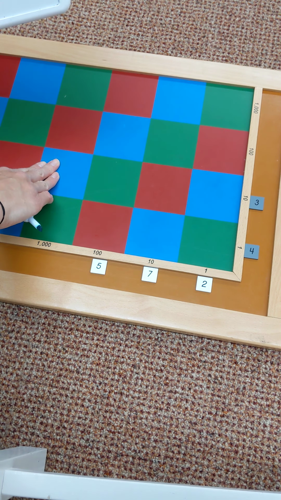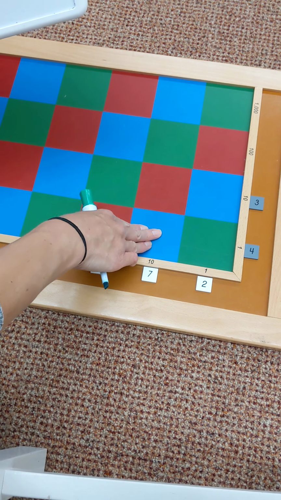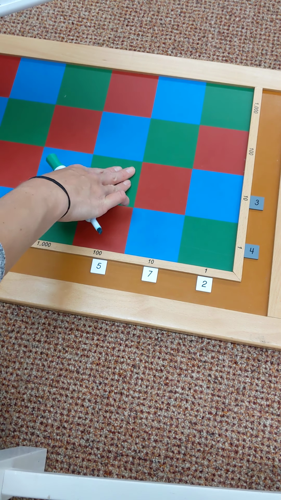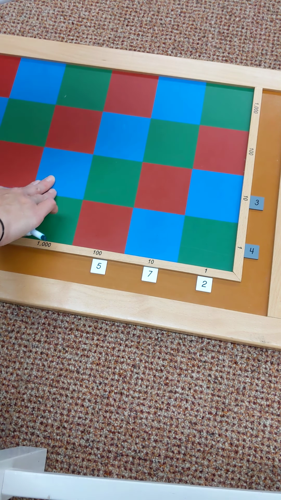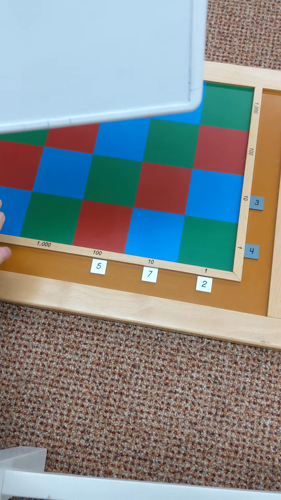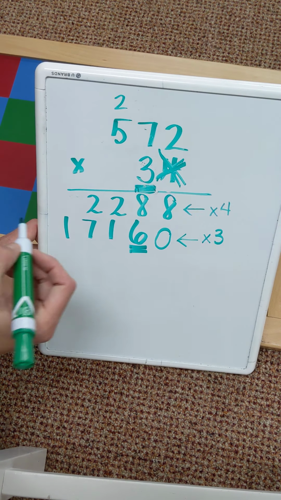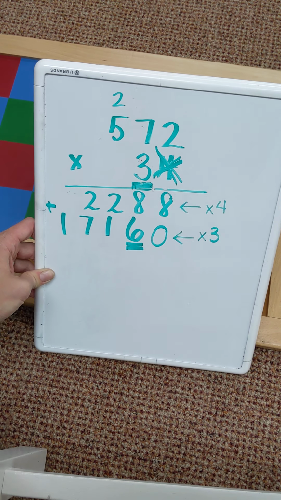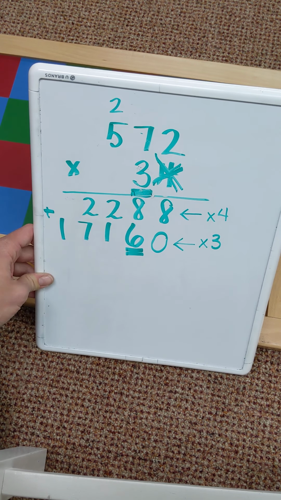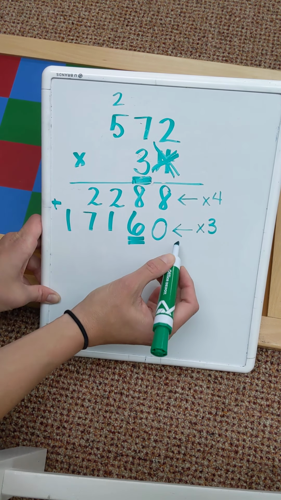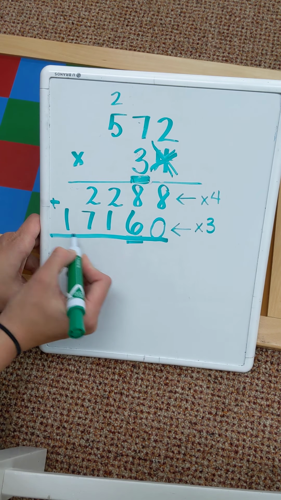Now we have to combine. On the checkerboard, we would put all our tens with our tens, our hundreds with our hundreds, our thousands with our thousands, maybe our 10,000s with our 10,000s. On paper, combining looks like adding. Right? We're going to add those together. Those are called partial products, and we need to get our final product. So we're going to go ahead and add everything together.